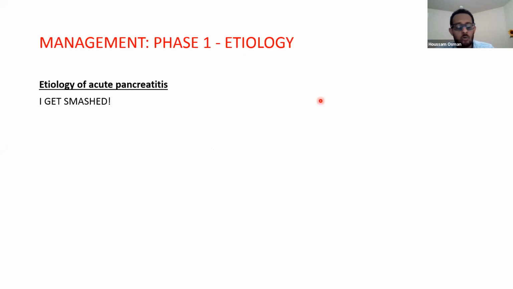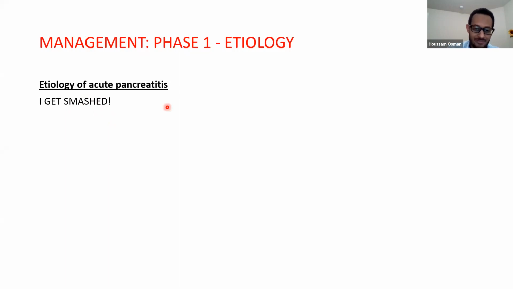The next step when you manage the patient in phase 1 is to identify the etiology of pancreatitis. Here in America they like the acronym I GET SMASHED, and Akram, correct me if I make a mistake. Idiopathic, gallstone, ethanol, which is alcohol, trauma, steroid, mumps and viral infection, autoimmune pancreatitis, scorpion sting, if we said steroid already, hypertriglyceridemia and hypercalcemia, ERCP, and drugs. Did I miss anything, Akram?